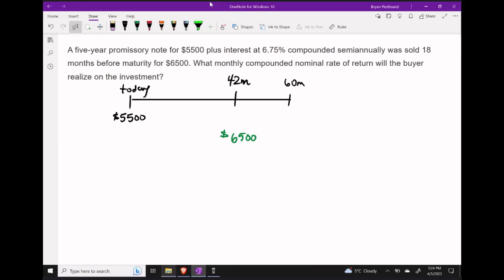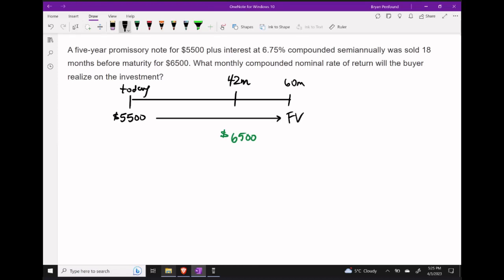Let's take a look at a time diagram to help us figure out this scenario. I've gone ahead and marked the three important time steps. We have today, we have 5 years from today, or 60 months, and then we have 18 months before our maturity date, which I've represented here as the 42-month mark. So I've put down that amount of $5,500 today. That's the 5-year promissory note.